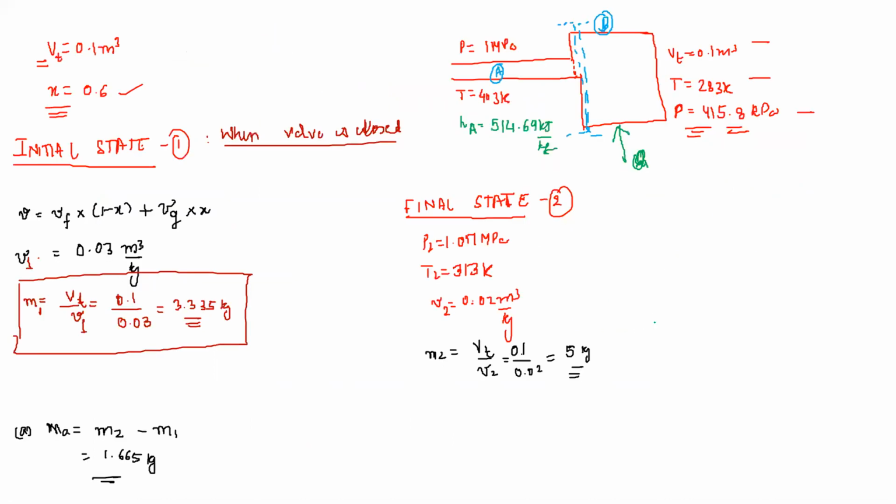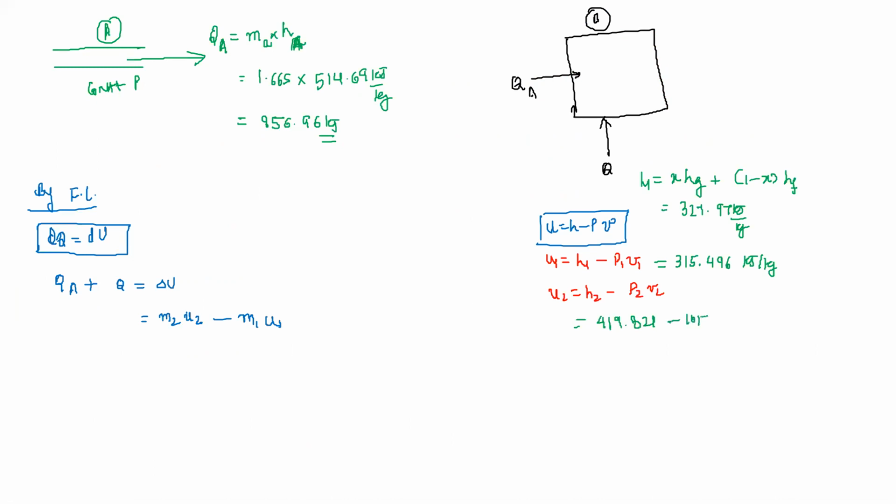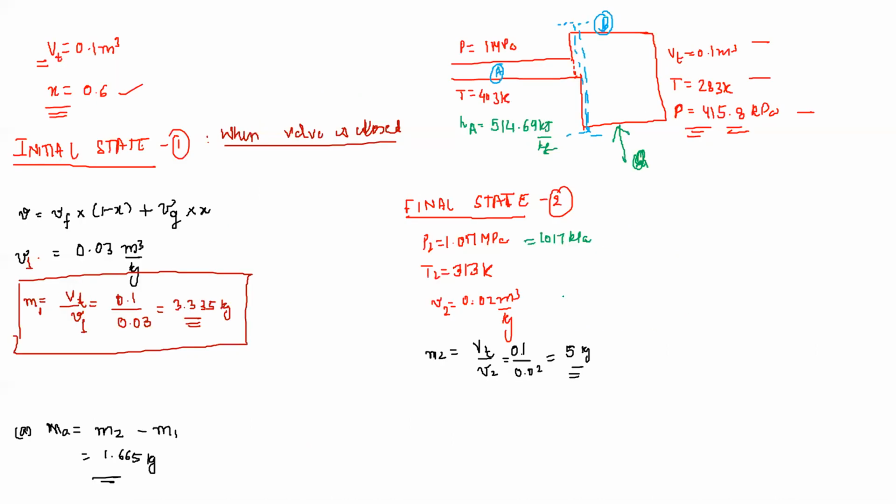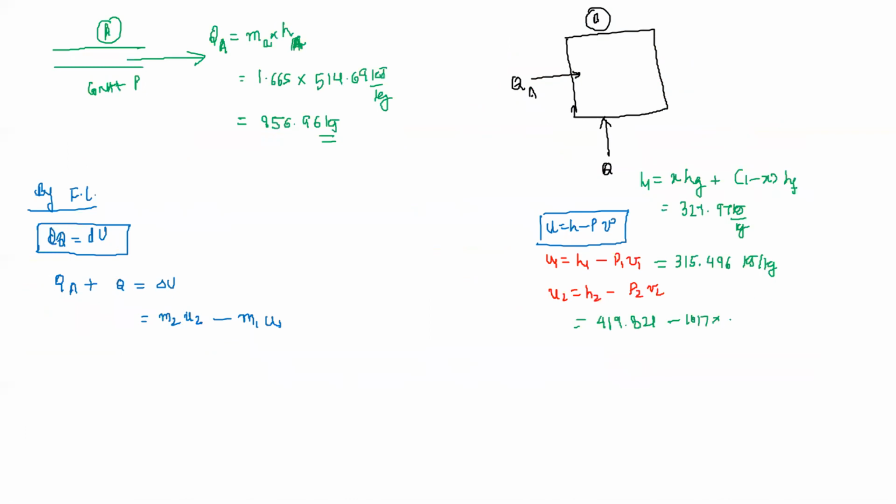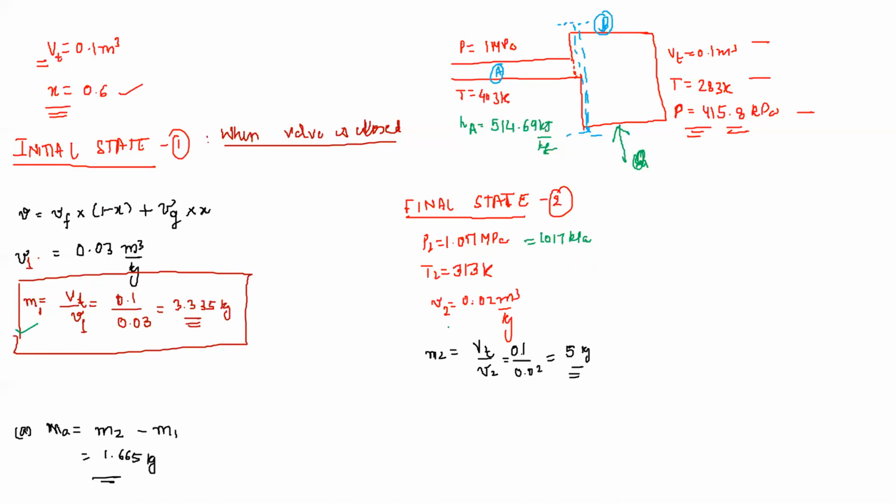Pressure is 1.017 megapascal, which is equal to 1017 kilopascal. So this is going to be minus 1017 kilopascal into V2, which is given to be 0.02 meter cube per kg. Okay, so when we calculate U2, that is going to be 399.481 kilojoule per kg. Now we have U1, we have U2, we have M1, we have M2, right?